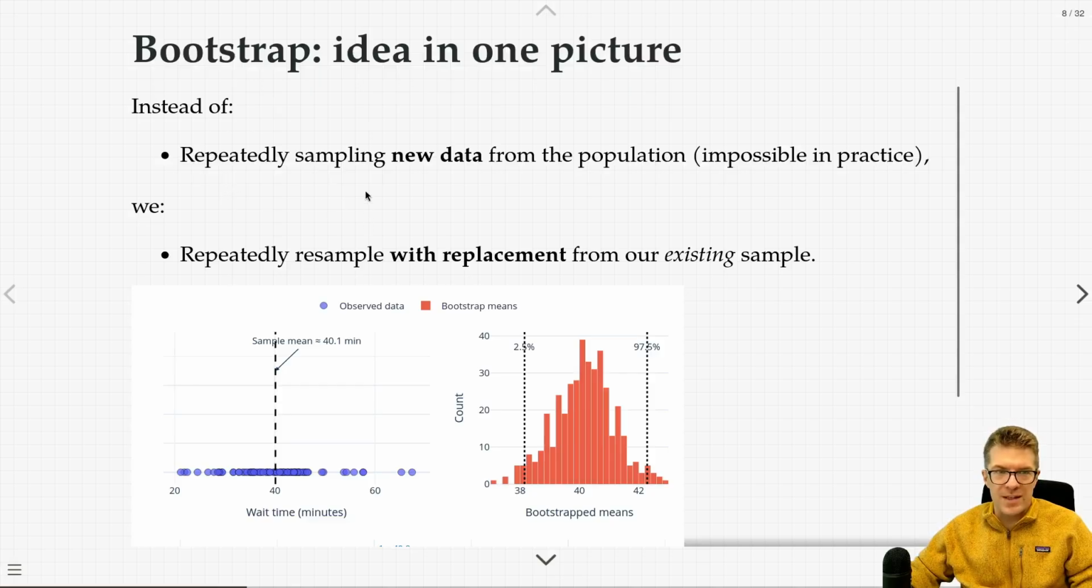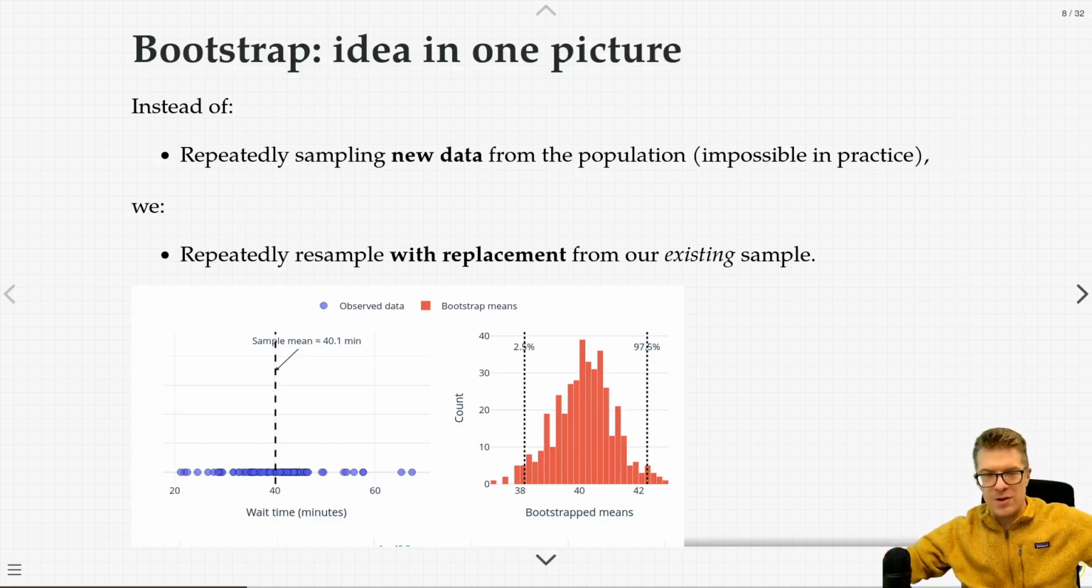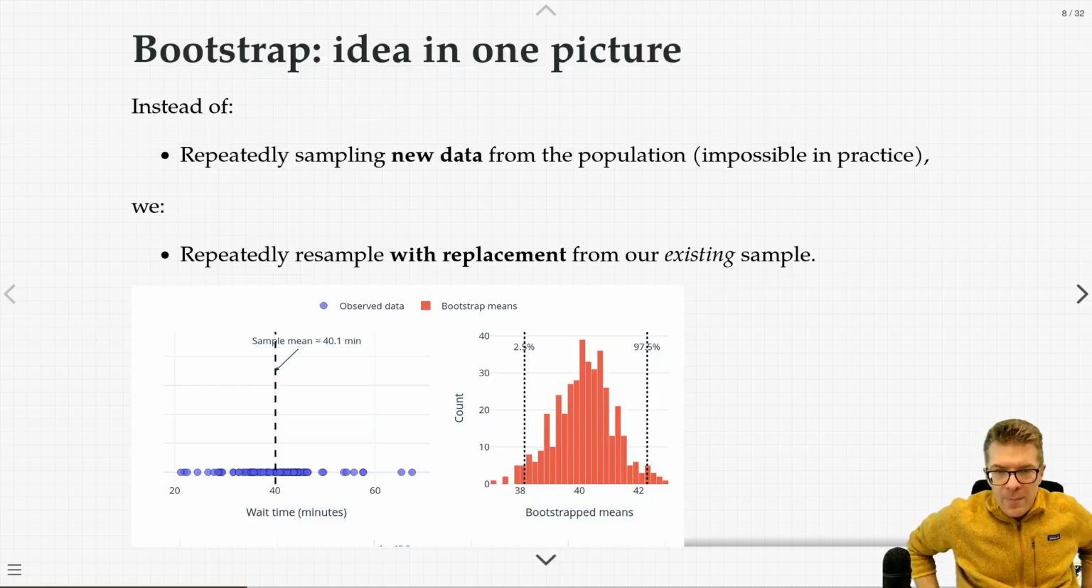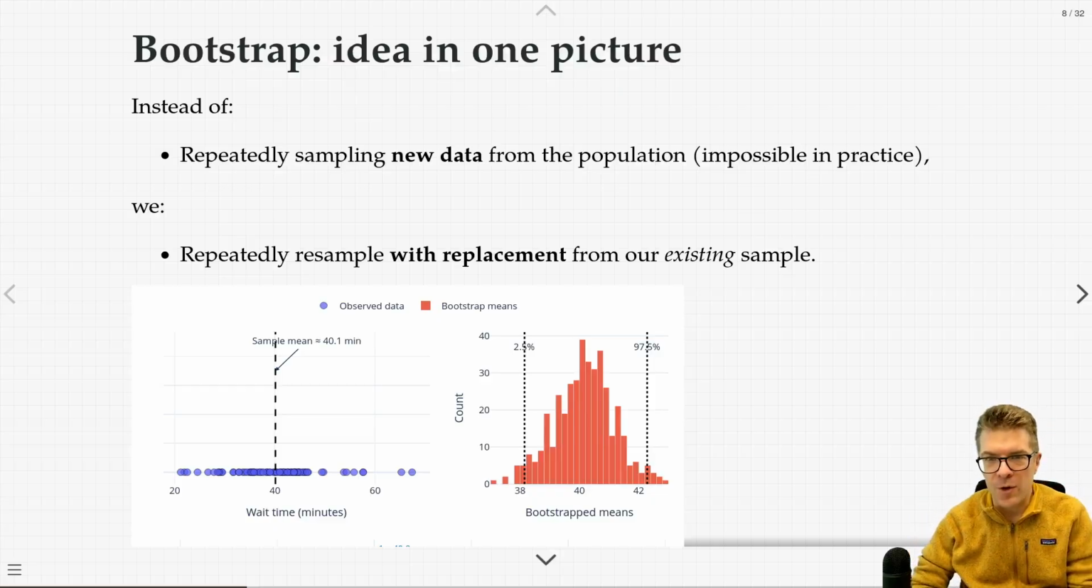Instead of just repeatedly sampling new data from the population, which would be impossible in practice. Instead, we have a certain amount of data that we've collected at great expense or at great difficulty, and there's just no way that we're going to be able to get more data. So we'd like to be able to keep on sampling things on an ongoing basis, but that's just not reasonable in a lot of contexts. So rather, what we can do is repeatedly resample with replacement whatever data we actually have in the first place.